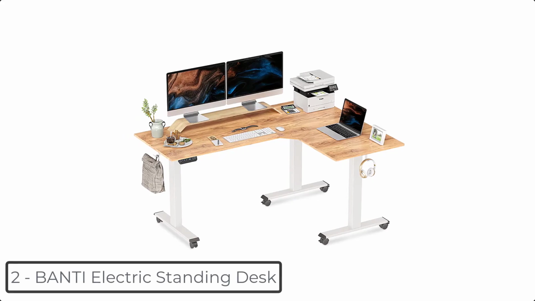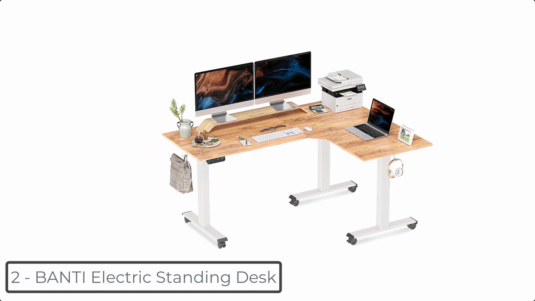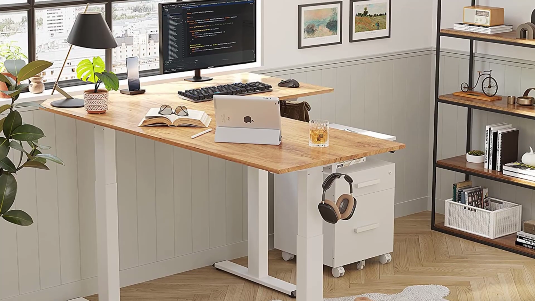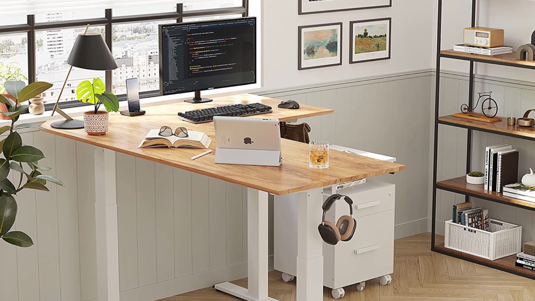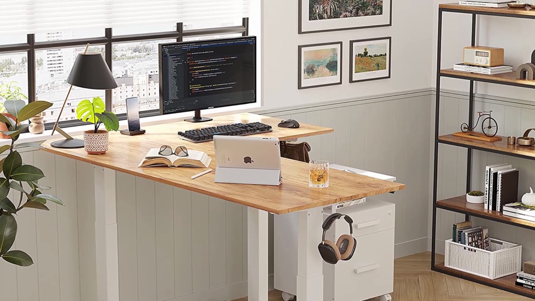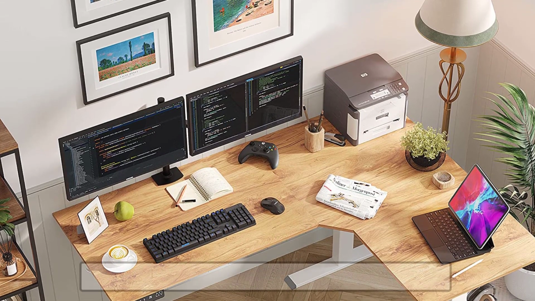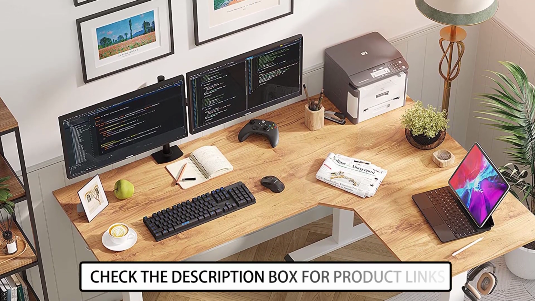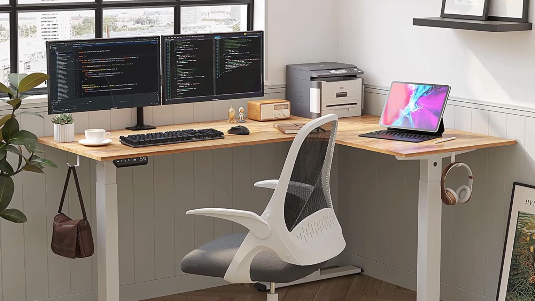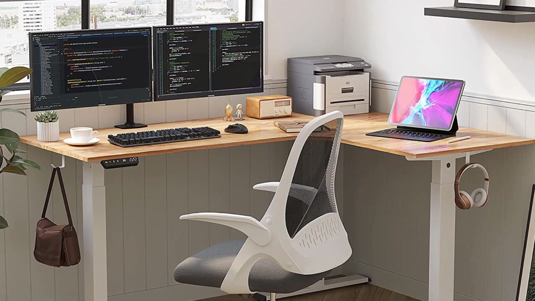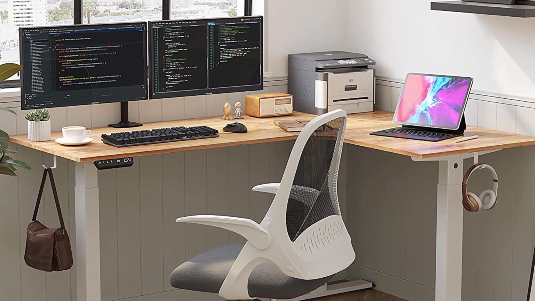At number 2 we have BANTI Electric Standing Desk. This electric standing desk comes with 3 preset memory buttons which help customize to the desired heights. The creative L-shaped 63 inches long working surface of BANTI Corner Standing Desk provides you with a spacious workspace. This sit-to-stand desk contains an industrial grade steel frame that is able to support up to 330 pounds weight capacity.